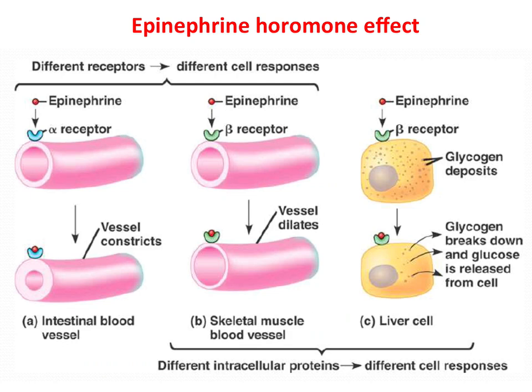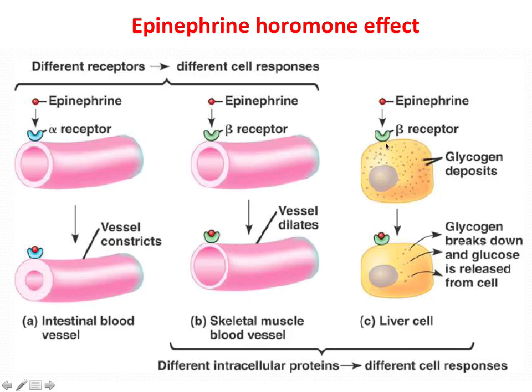Now here you can see the effect of epinephrine hormone in various organs. So the receptors for epinephrine are found in various organs. Here you can see the receptor in the blood vessel. Once they bind to the receptor in the blood vessel, vessel constriction takes place. On the other hand, when they bind to skeletal muscle, they dilate the vessels of skeletal muscles. And the receptor for epinephrine is also found in the liver cell.